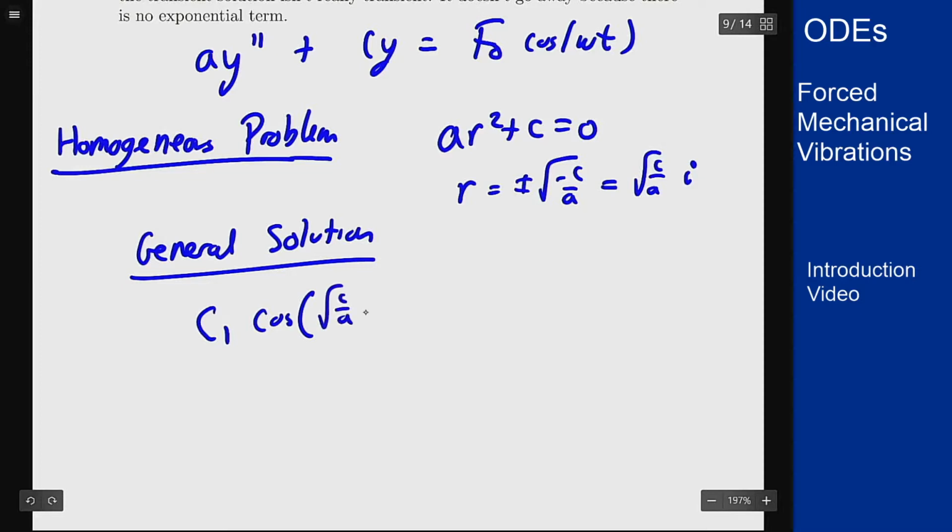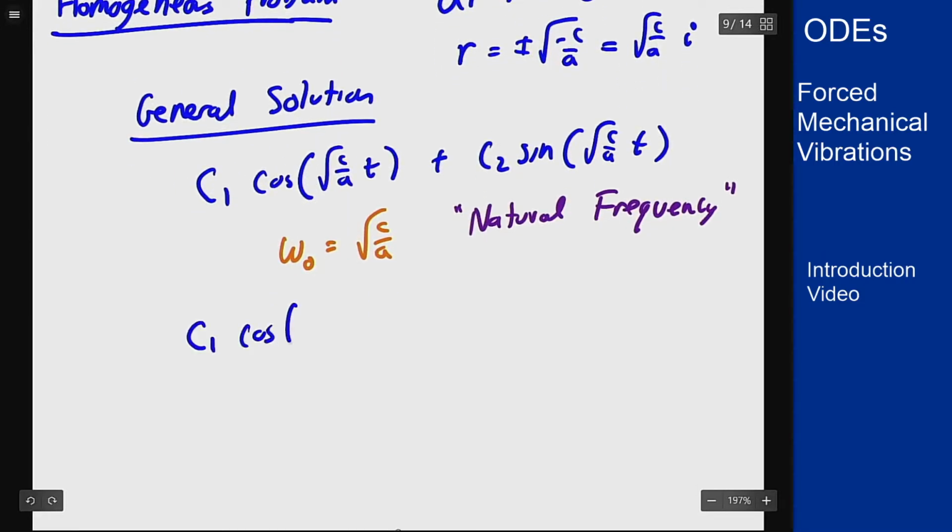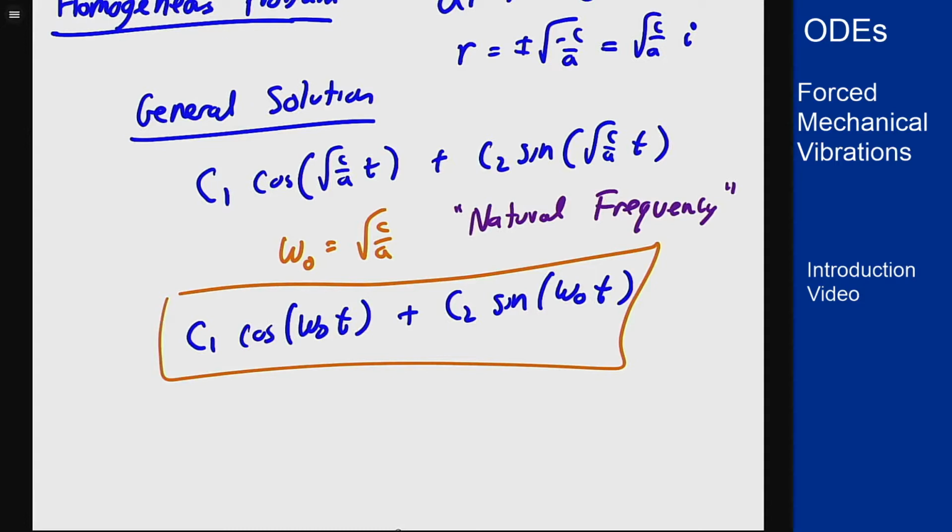plus c2 sine of root c over a t. Or in the more common notation, setting ω0 to be this root c over a, which is the natural frequency of the system, we get c1 cosine of ω0 t plus c2 sine of ω0 t. Notice here, since there is no damping, this does not decay to 0 as t gets large.